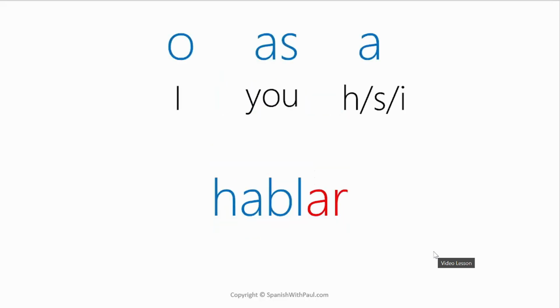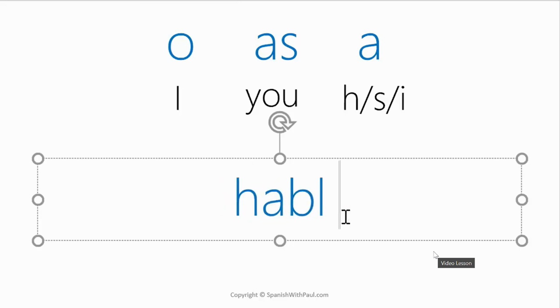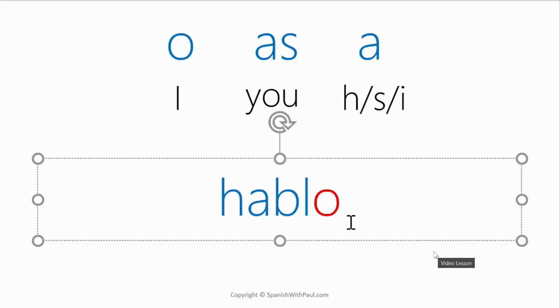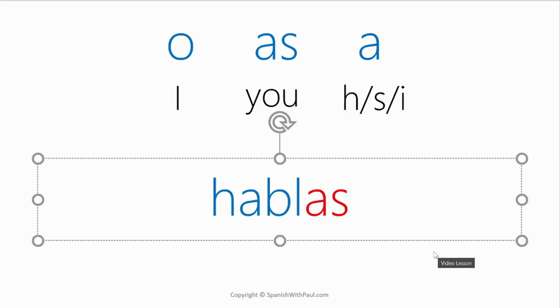So as an example, we could take the verb hablar, and here we have our example endings. O for I, AS for you, and simply an A for he, she, or it. So if you wanted to express I speak, this AR gets replaced by the O and becomes hablo. Or you speak will become hablas. He, she, or it speaks, habla.